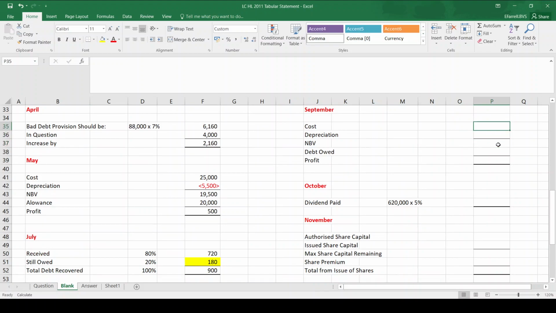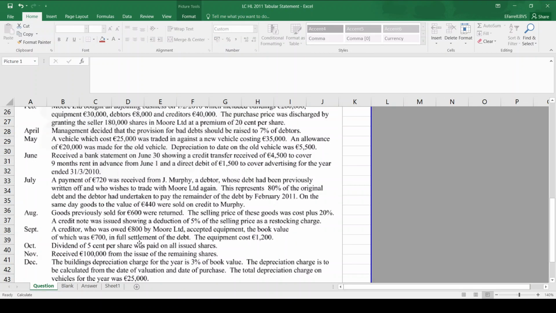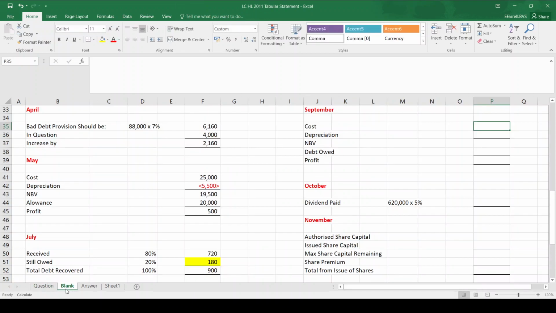For September, if I just go back and have a quick look at it, the cost of the equipment is 1200 and the book value is 700. So the difference is obviously going to be the depreciation. So the depreciation must have been 500. If you're given cost and net book value, you can work out the depreciation. If you're given cost and depreciation, you can work out the net book value. So the net book value is 700. We owed this person 800. So the difference of 100 is a profit because the equipment was worth less than what we owed them.